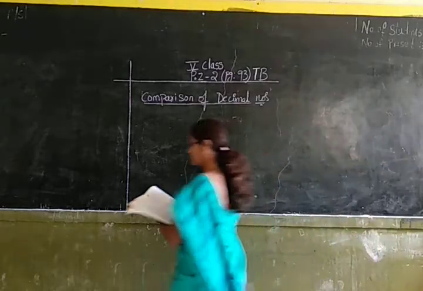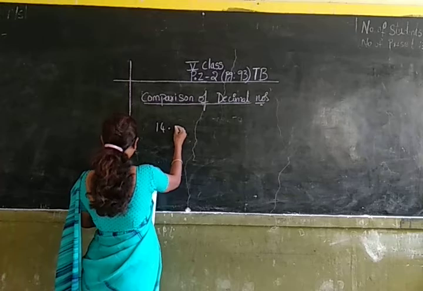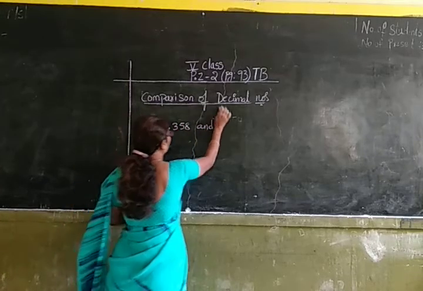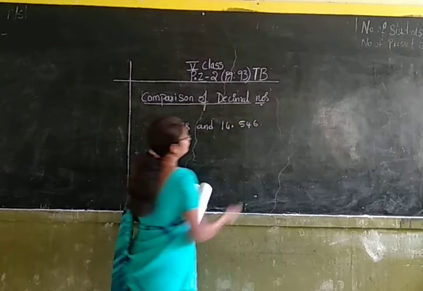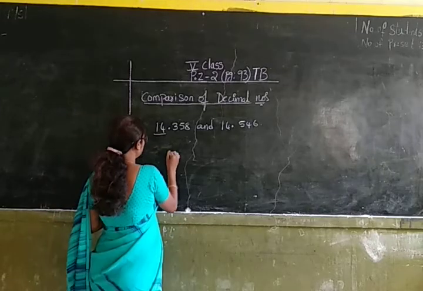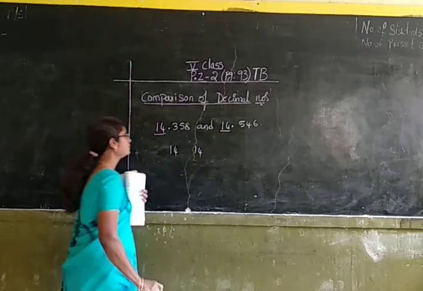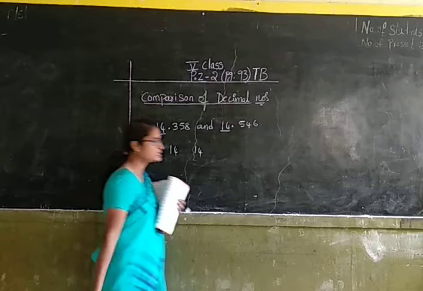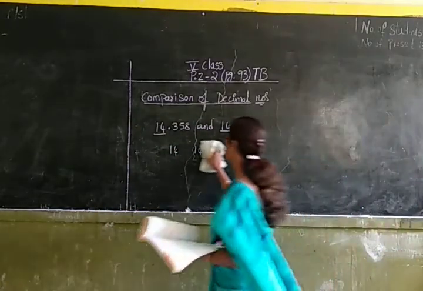The next example is 14.358 and 14.546. First we have to compare the whole number part. So what is the whole number part in this number? 14. Here also the whole number part of this number is 14. So since the whole number parts are same, now we have to compare the decimal part.